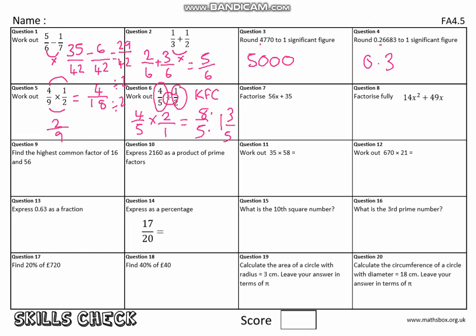On to some factorising then. If you remember, factorising just means putting the brackets in, okay? So we've got to find the highest number that fits into both of these, the highest number that fits into 56 and 35. Now in this case, that is the number 7. So I can pop my 7, my highest common factor, outside the bracket.